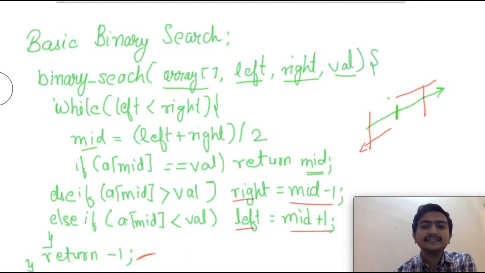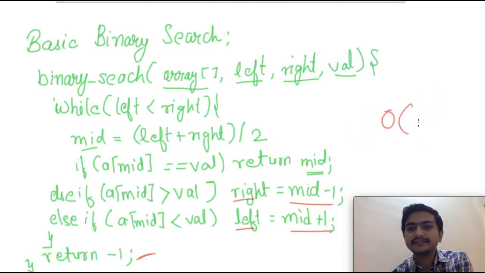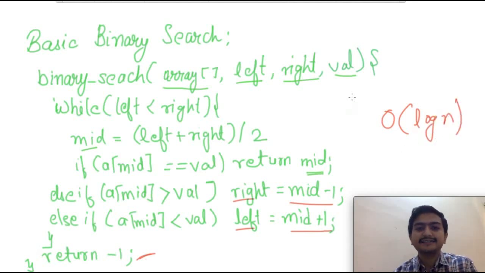So what is the complexity of this algorithm? The complexity of this algorithm is O of log n. Why? Because you will be making at max log n steps in this iteration, because you are obviously going by 2 each time. So that's why you have log base 2 of n as the total complexity of this binary search.